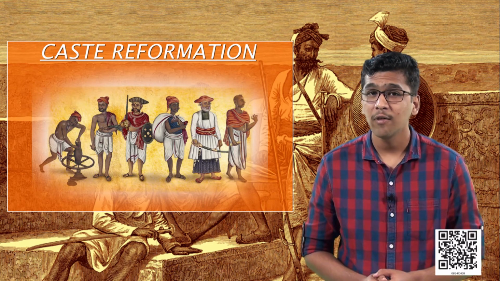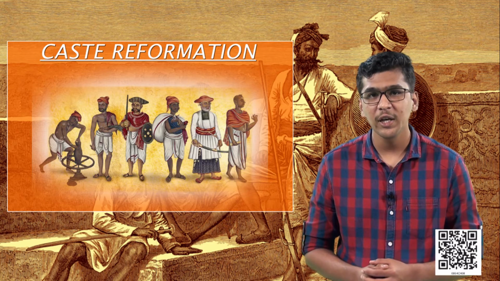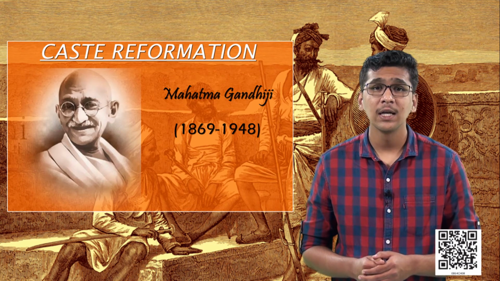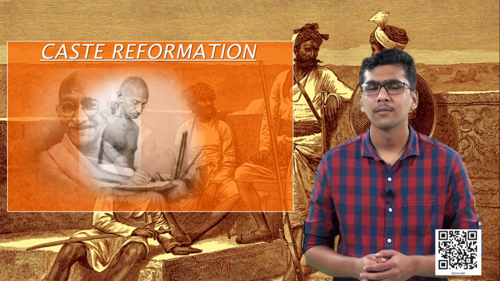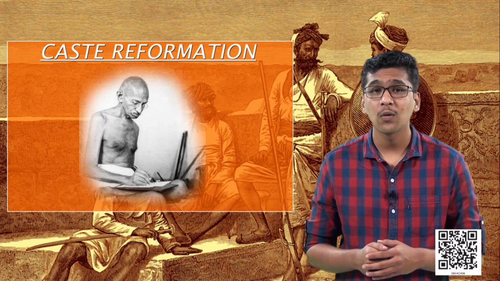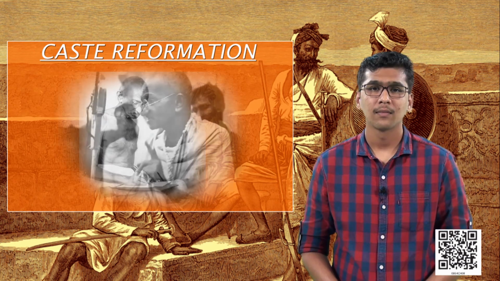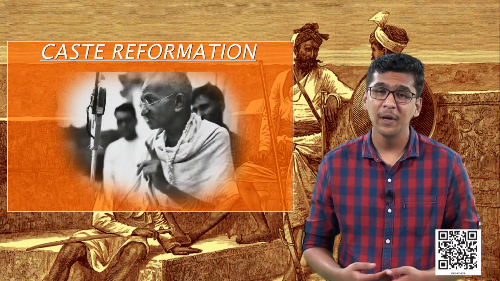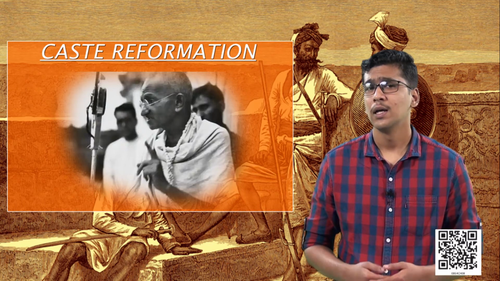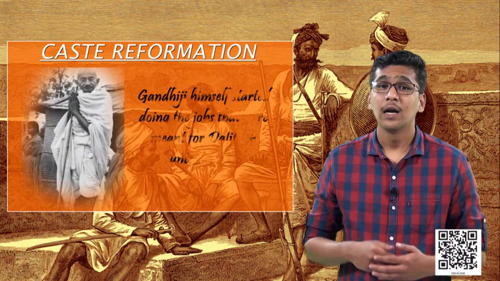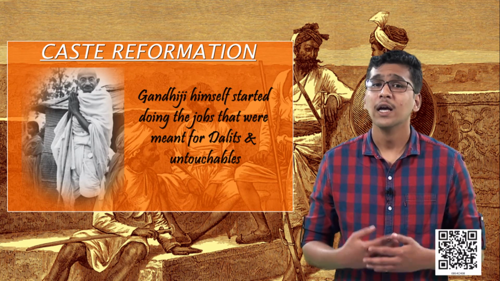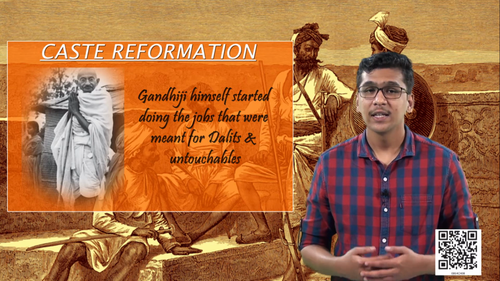But a significant development in eradication of caste discrimination came with Mahatma Gandhiji. You will be studying about his ideologies and freedom struggle in the next chapter. During the freedom struggle, Gandhiji observed that there was high level of inequality and bias among the people. Unless this bias had been eliminated, the Indians could never come together as a whole and defeat the British. Thus, to establish equality, Gandhiji himself started doing the jobs that were meant for the Dalits and untouchables. He started cleaning the drains, toilets, etc.